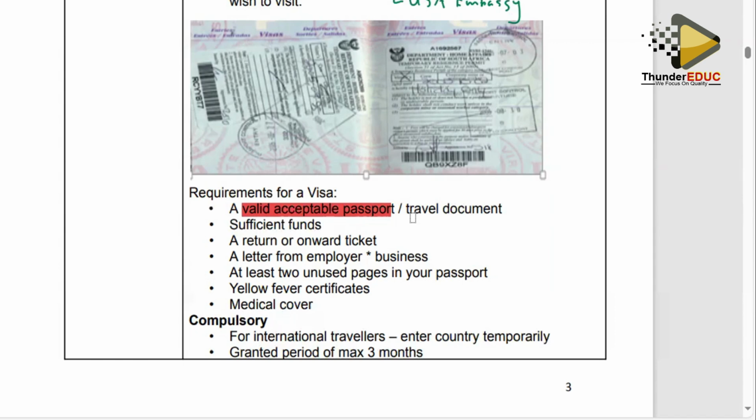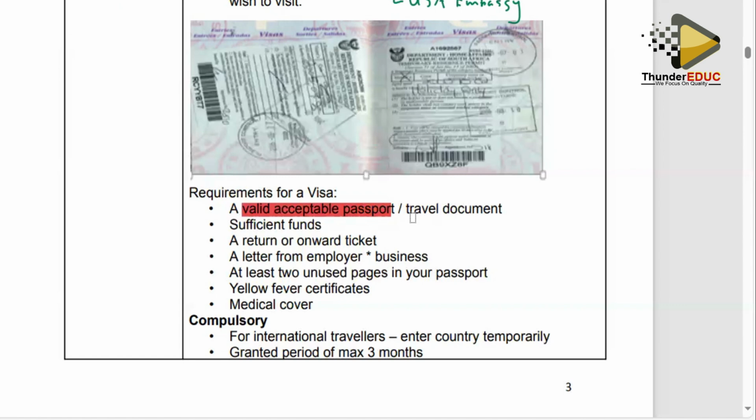So under such circumstances, they will not issue you with a what? With a passport. So make sure that your passport is not defaced, and also make sure that it is valid. It has not reached its expiry date. In addition to that, it can also be a travel document. For those without a passport, they can use an alternative. It can be an emergency travel document as well.